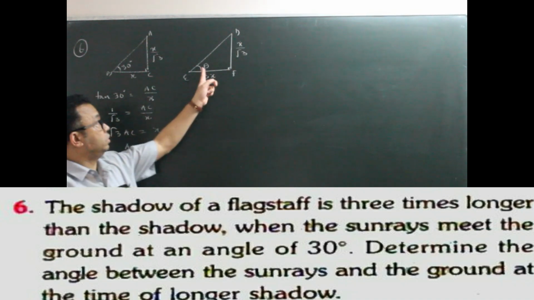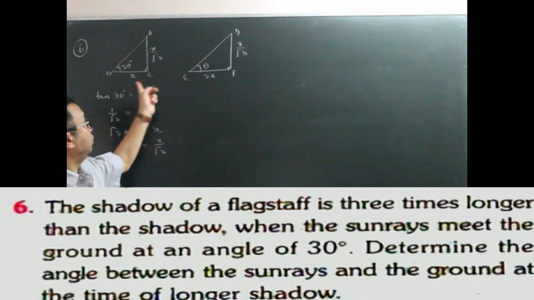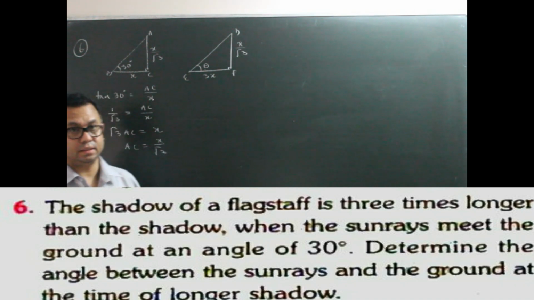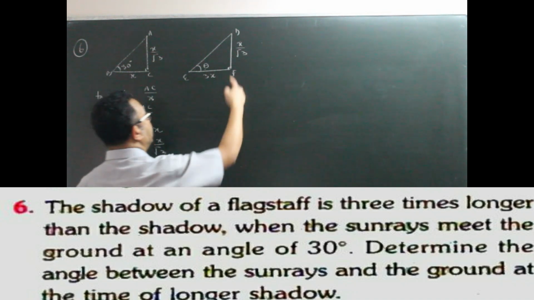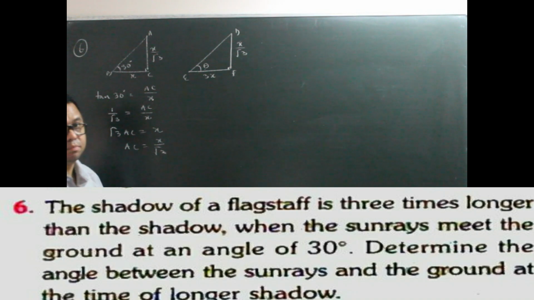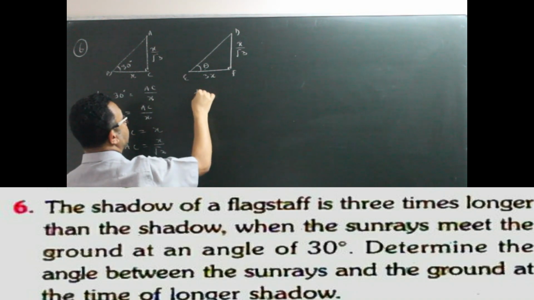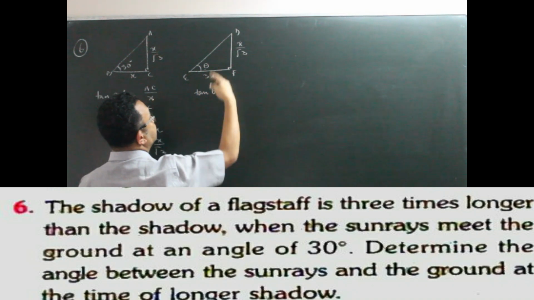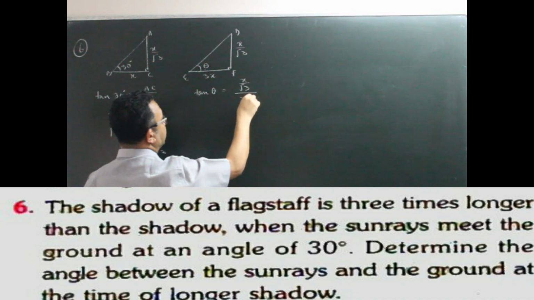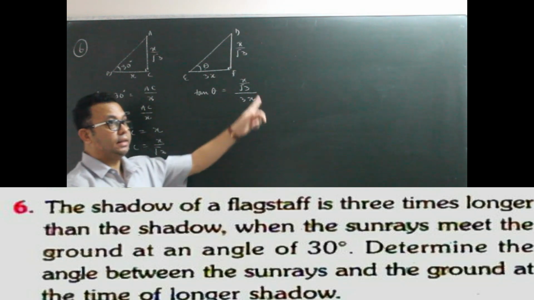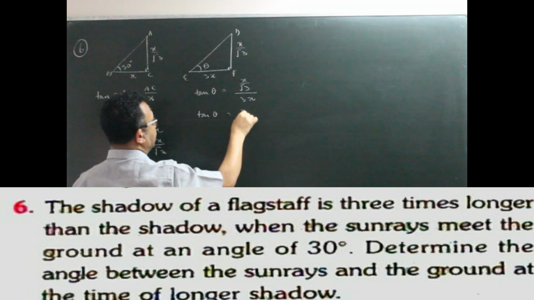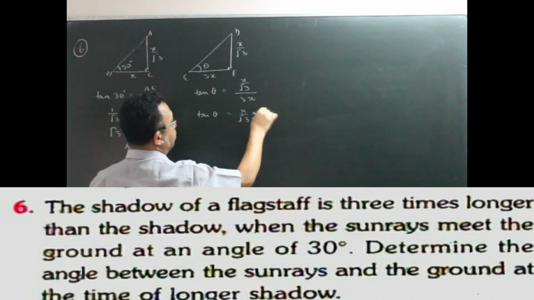Alright, now the question is telling us to find the angle when the shadow length has increased 3 times from what it was before. If this is x, this is 3x. Now I'll take this side and this side. If this is the angle, that is perpendicular and this is base. Perpendicular by base is tan. So again I'll take tan theta as perpendicular, which is x by root 3, divided by base, and base is 3x. Now taking this 3x up, tan theta is equal to x by root 3 into 1 by 3x.